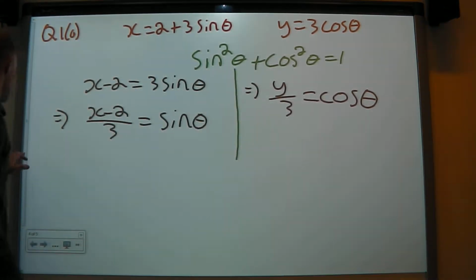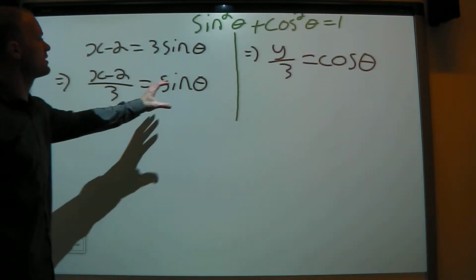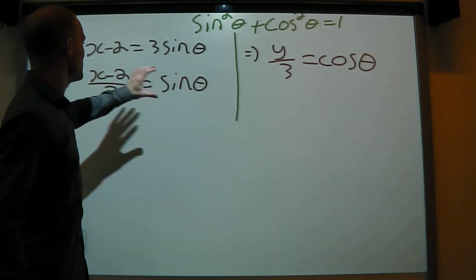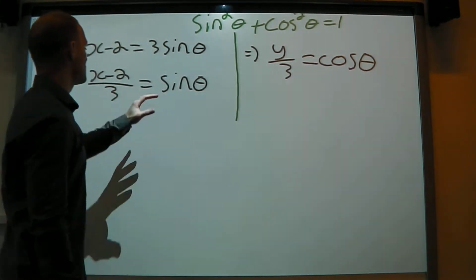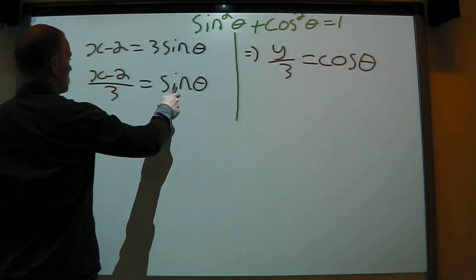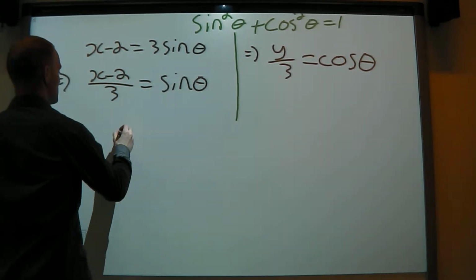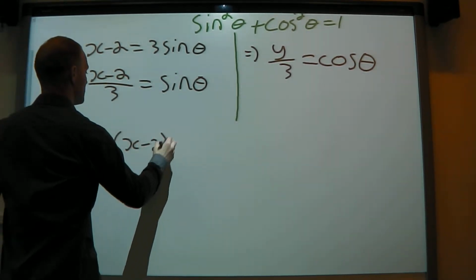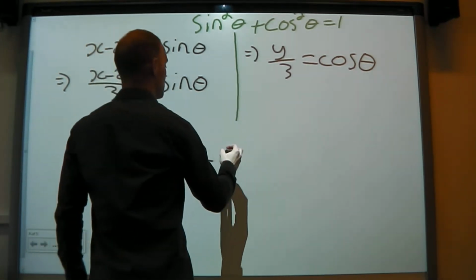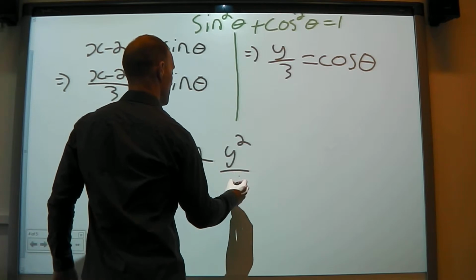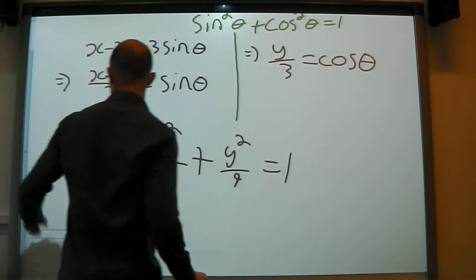So what we do here is we square both sides. If we square this we get sine squared, and similarly for the right hand side we get cos squared. So sine squared is x minus 2 all squared over 9, plus cos squared, which is y squared over 9, is equal to 1. That's what trigonometry tells us.